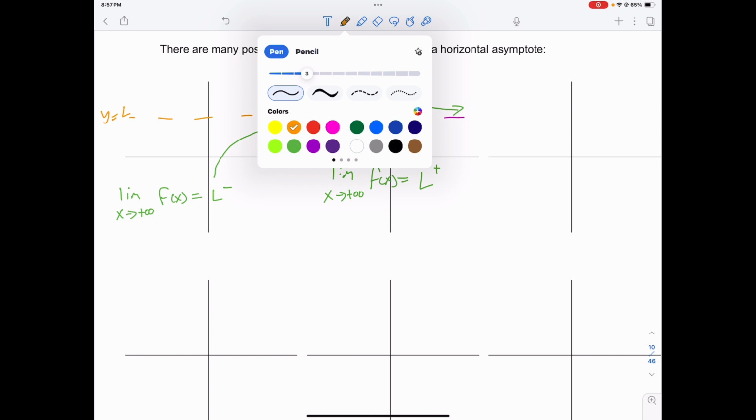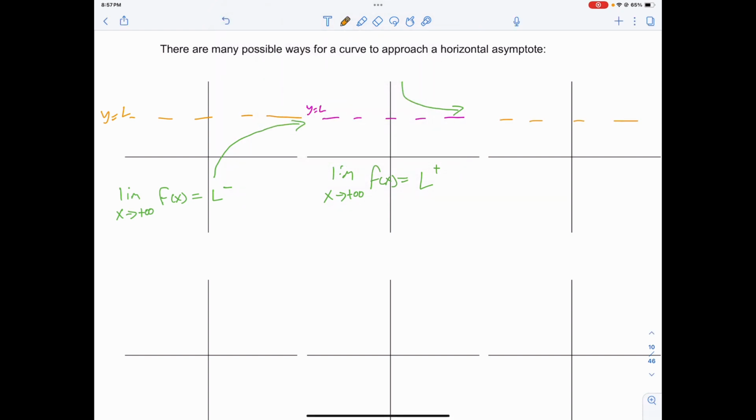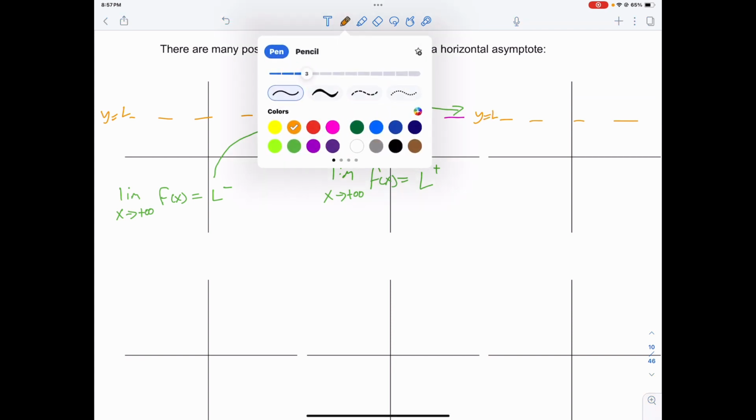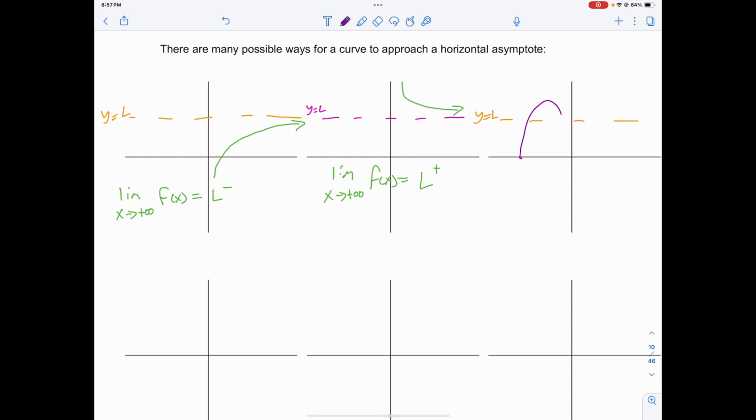We could have it where it is just getting closer and closer to L, but is actually oscillating above and below. So it's not necessarily approaching from the top side or the bottom side. It's approaching L over and over again, oscillating, where we just say that the limit as x approaches positive infinity for f of x is just equal to L. It's coming from the positive side and the negative side.